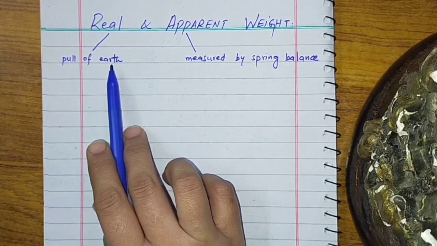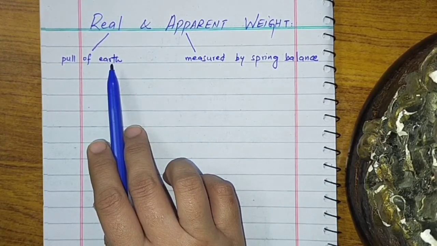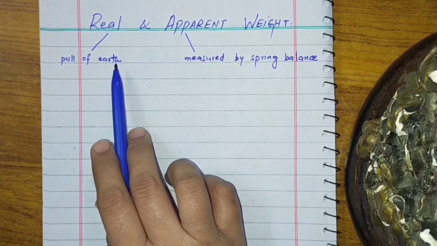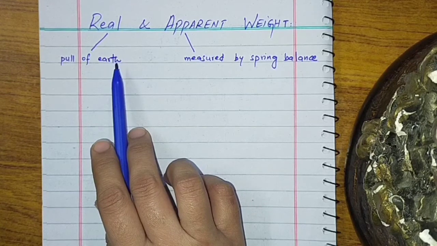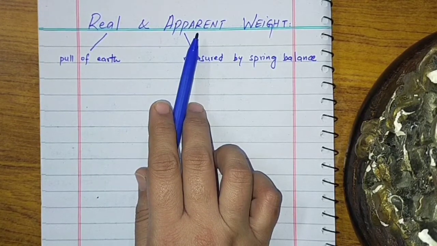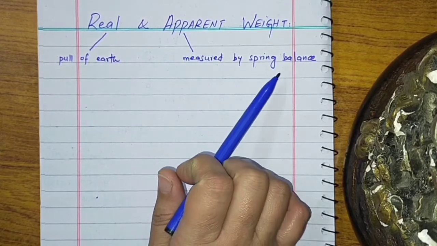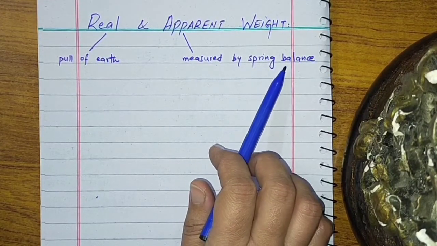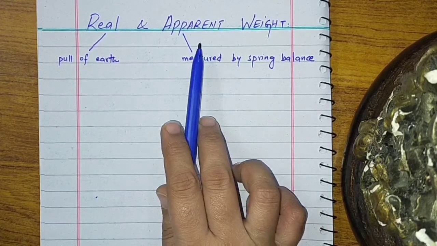Gravitational pull of the earth. This means that wherever we are on the earth, the value of g, small g, acceleration due to gravity, will determine the weight of the body. And next is the apparent weight. Apparent weight is actually measured by the spring balance. Now the position or the movement of the spring balance will determine the value of the apparent weight.